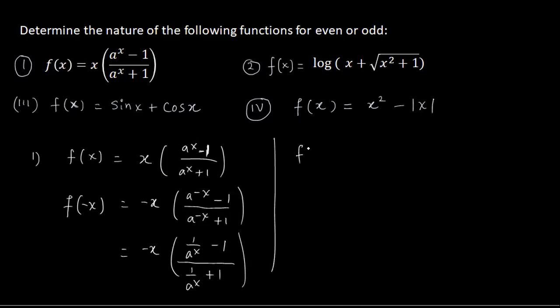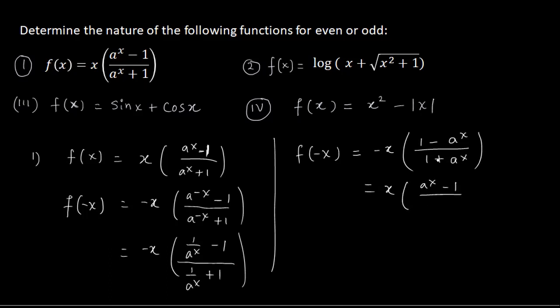Let us solve this. So f of negative x equals negative x into (1 minus a raised to the power x) upon (1 plus a raised to the power x). Multiplying the negative sign within the bracket, we get x into (a raised to the power x minus 1) upon (1 plus a raised to the power x), or a raised to the power x plus 1. And this is nothing but our original function f of x. So we found that our first function is simply even.